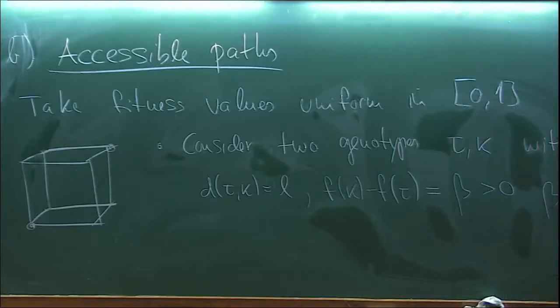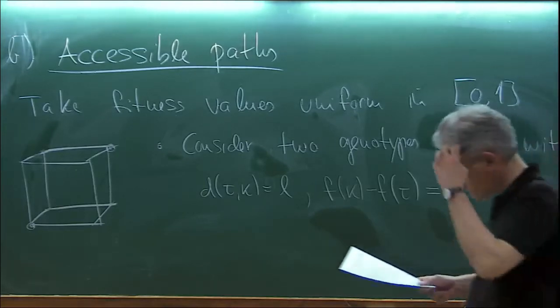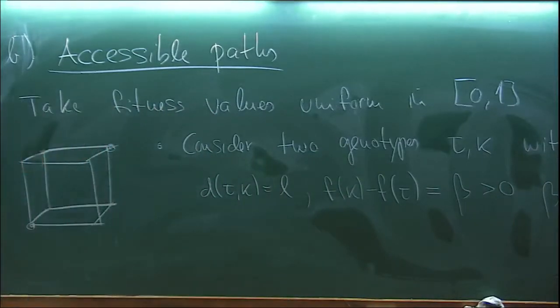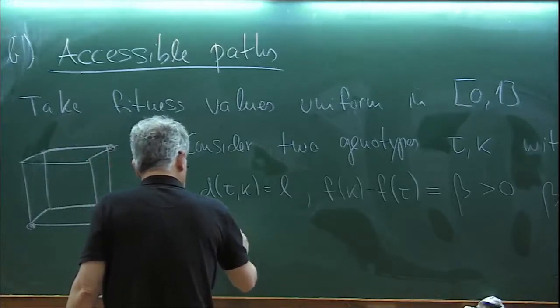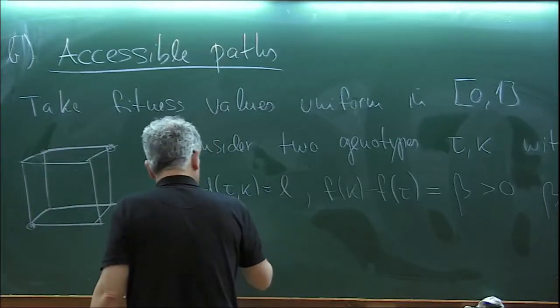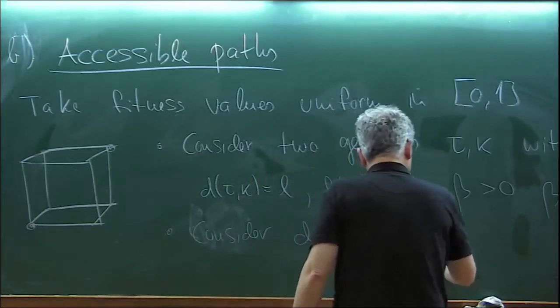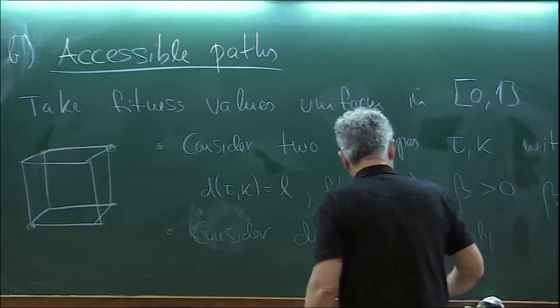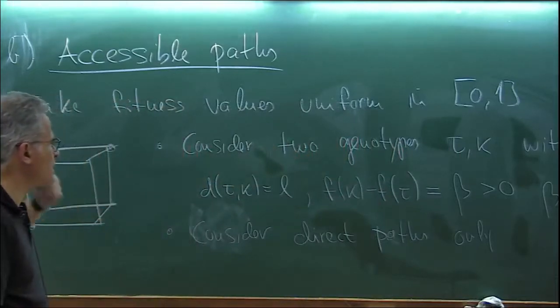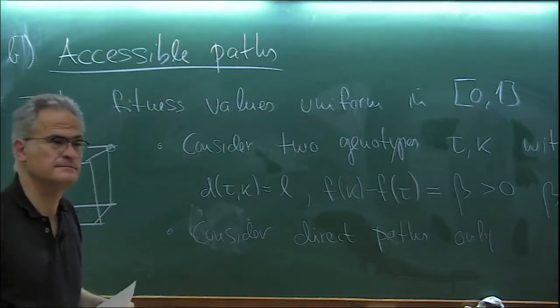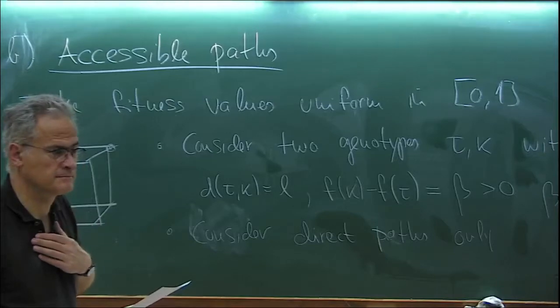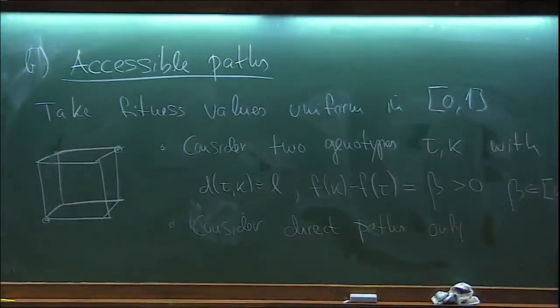So that's a parameter, and obviously you expect that if beta is bigger, it should be easier to find a path from one point to the next. And I'm only going to look at the direct path. So we consider only direct paths. How many direct paths are there from tau to kappa? Tau and kappa differ at L different sites. So there are L sites that I have to change either from 0 to 1 or from 1 to 0.